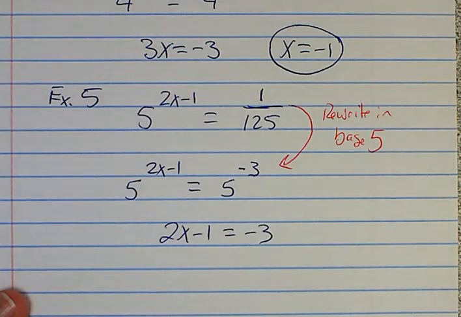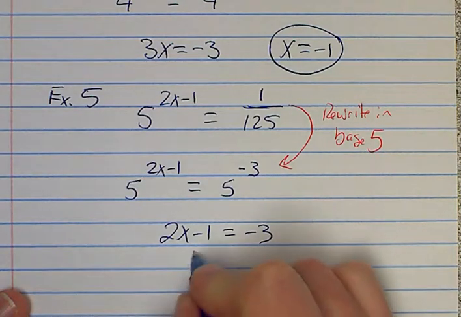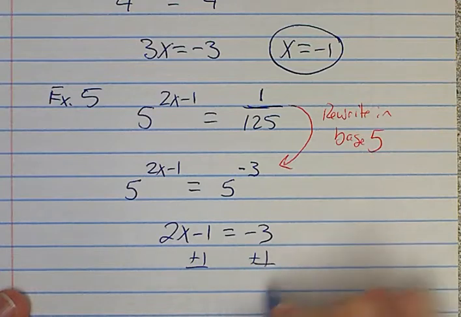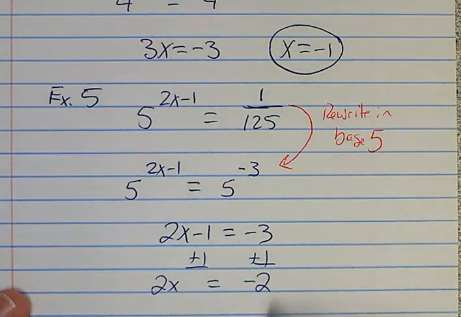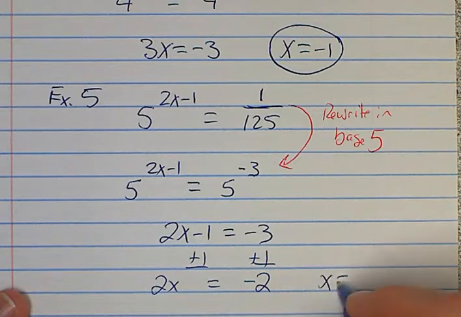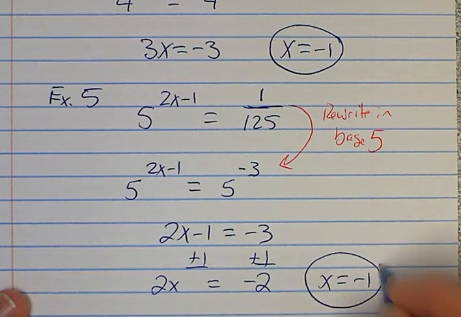So that's 2x minus 1 equal to negative 3. And now you're back to just a regular two-step equation. Add 1 to both sides. And then divide by the 2, so x would equal negative 1.